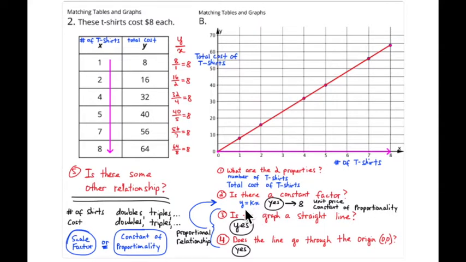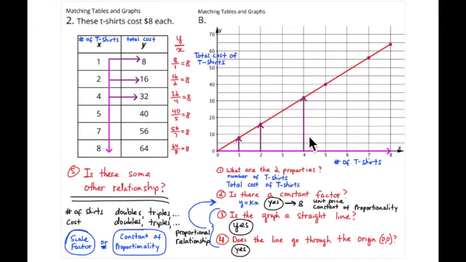Now remember, to graph them, usually you're given the x value first. So you're going to buy 5 t-shirts. So you're given that. You find that x coordinate on the x-axis, and then you do the calculation. 5 times 8 is $40. And so then you're going to move up from the x-axis to 40, which is the y-coordinate.